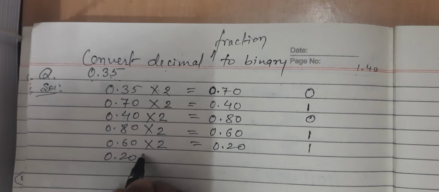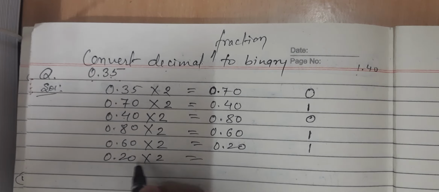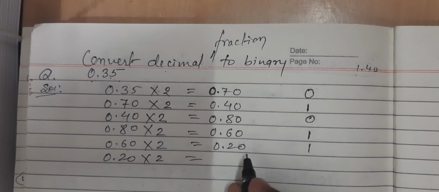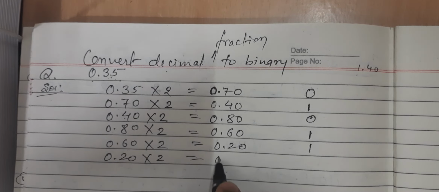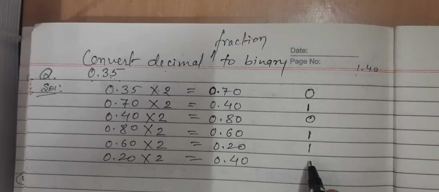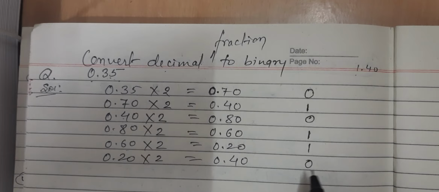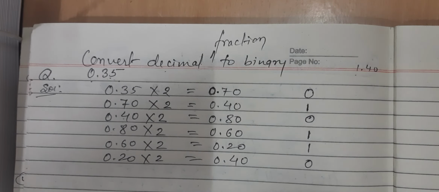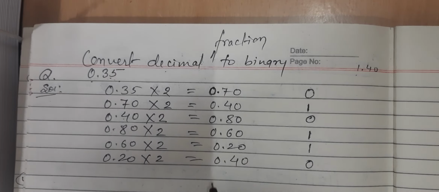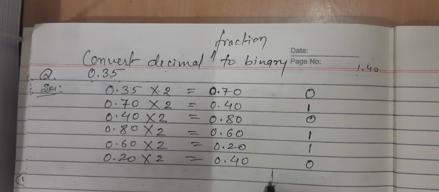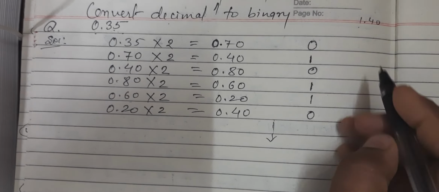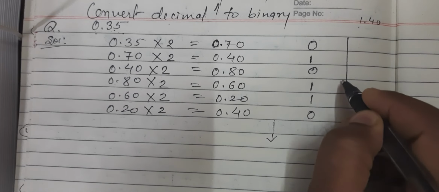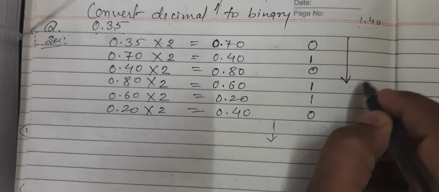Similarly, 0.20 multiplied by 2. When we multiply, we will get 0.40 with a carry of 0. So the above process is continued until the desired accuracy is achieved. So now the process is in continuation. Now we'll start reading from here, from top to bottom.